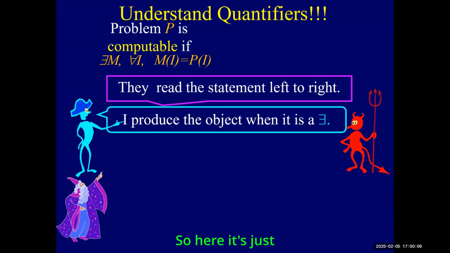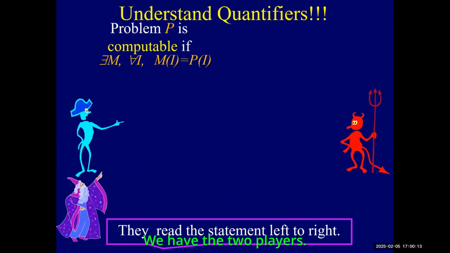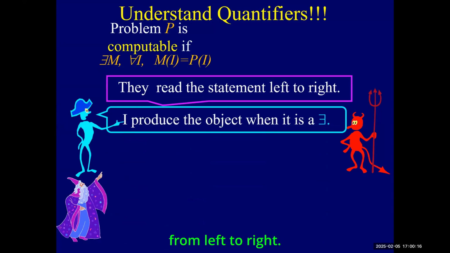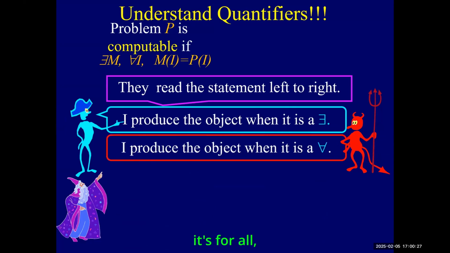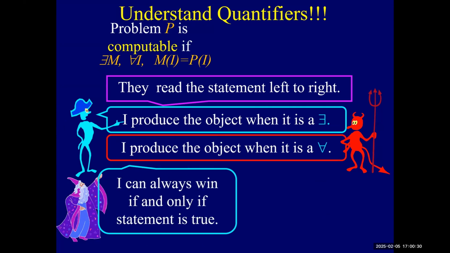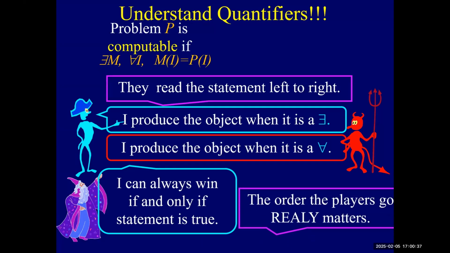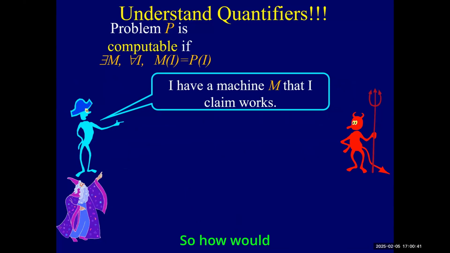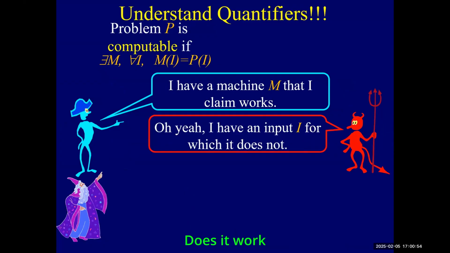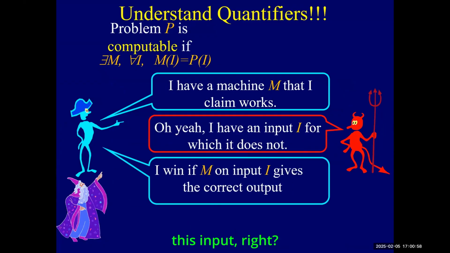Right, so here it's just playing the game again, right? We have the two players. We read the statement from left to right. The first guy, if it's a prover, sees exists M. He has to come up with the machine, right? And then when it's for all, the adversary comes up with it, right? And the statement's true if the prover can always win, right? And the order you play matters, right? So how would we do this if we were in this course right now? Can I solve problem P? I claim yes. Why? Because I got a machine that can solve it. Okay. Oh, yeah? Does it work on this input? Yeah, it works on this input. Right?